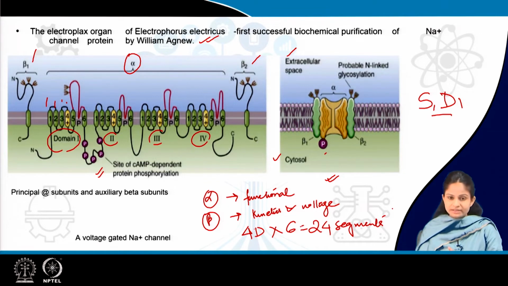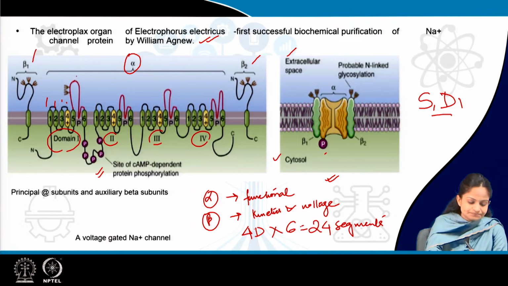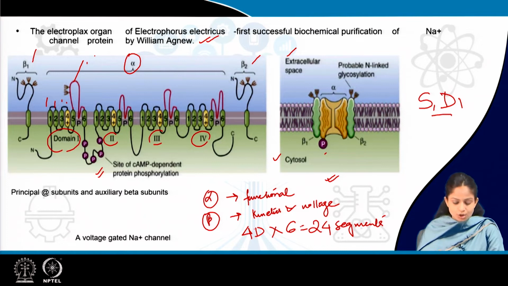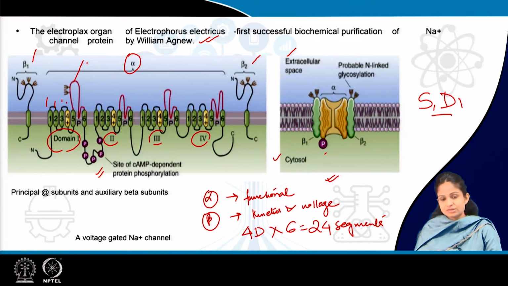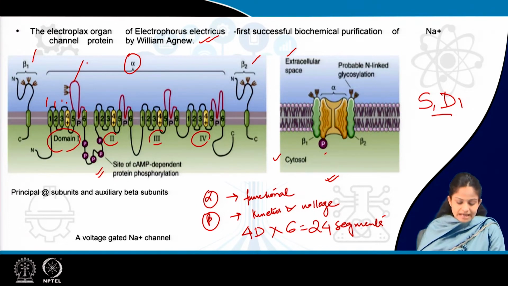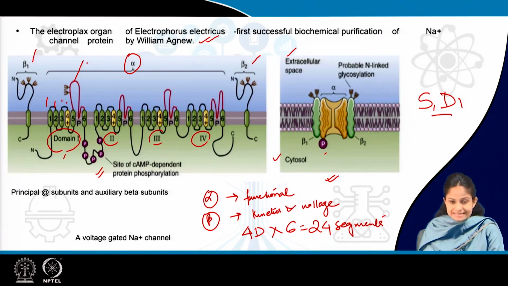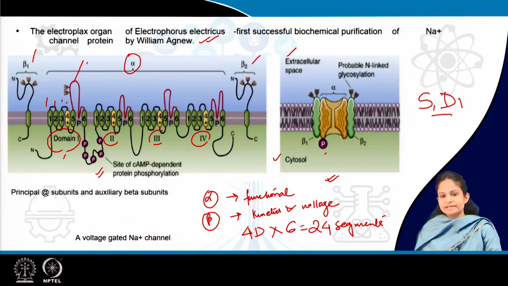Now, the second important thing is between S5 and S6, you can see this. This is known as the P loop or the selectivity filter, or we can also call it the pore. So between S5 and S6 we have the selectivity filter, the pore, that is the transmembrane pore situated. And in all the domains, domain 1, 2, 3 and 4, we can see the S4 segment, yellow in color, which bears a positive charge. This is nothing but the voltage sensor.